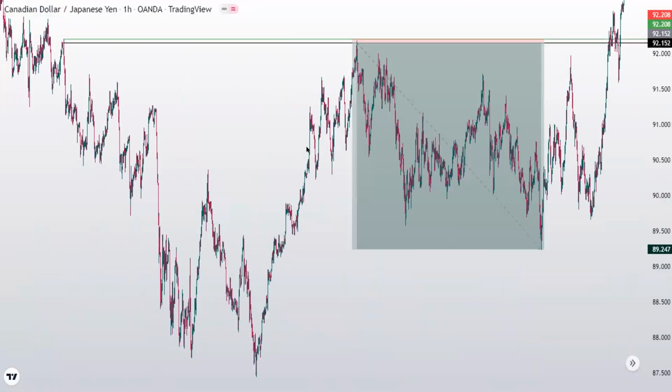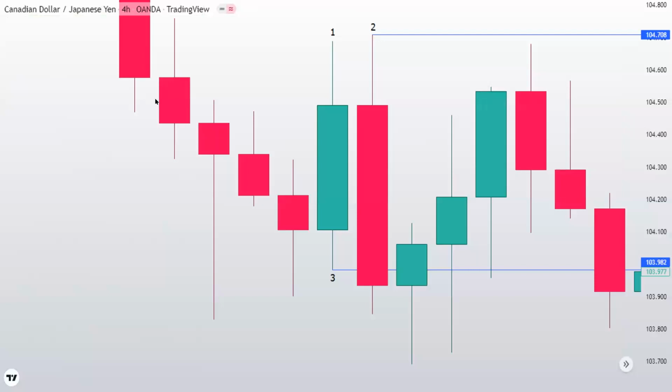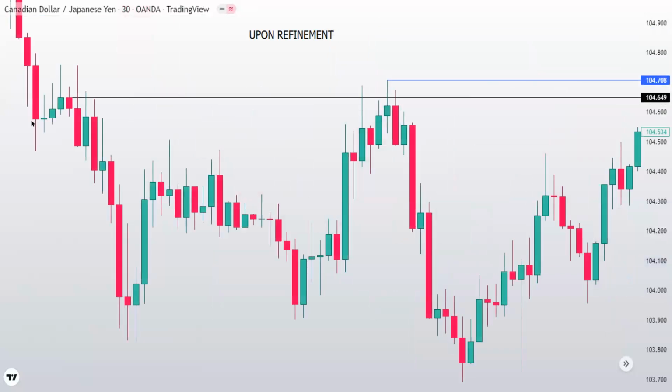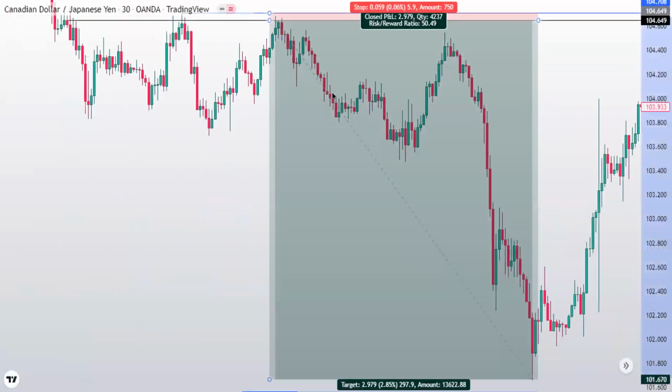Also, we have this CAD JPY, the second example. We had this one on the 4 hours time frame. The market reacted above, closed below. And on the 30 minutes time frame, this was my liquidity engineering based on reactive liquidity engineering, but it was also the liquidity inducement. So it's very powerful. Later on, the market comes, taps into my entry point, then the market continues to go down, also 297 pips.